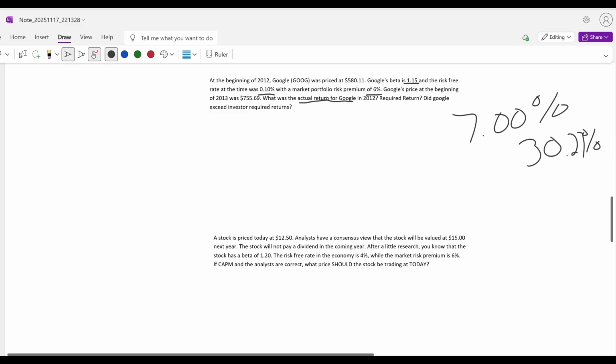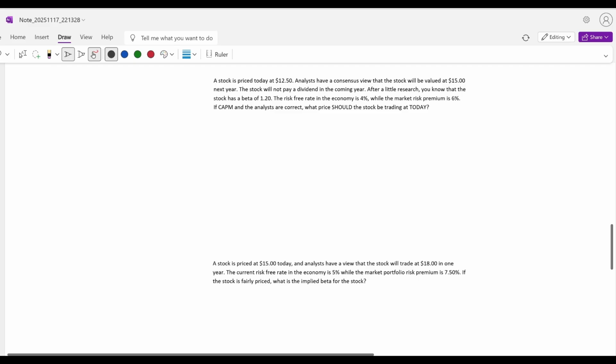And then, did Google exceed investor required returns? Because they returned 30% and investors only needed 7%, they more than quadrupled it, so the answer to that one is yes. Yes, they did.